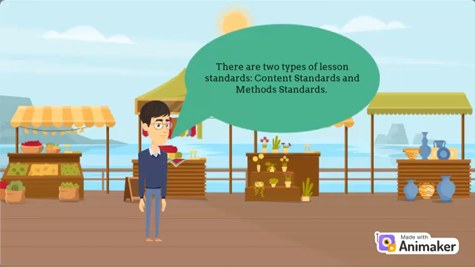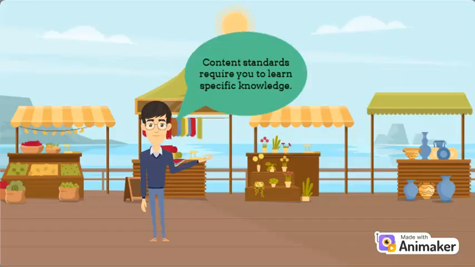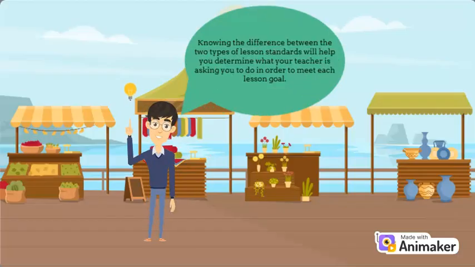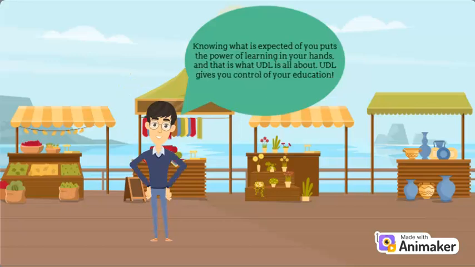There are two types of lesson standards: content standards and method standards. Content standards require you to learn specific knowledge. Method standards require you to complete a specific task. Knowing the difference between the two types of lesson standards will help you determine what your teacher is asking you to do in order to meet each lesson goal. Knowing what is expected of you puts the power of learning in your hands, and that is what UDL is all about. UDL gives you control of your education.